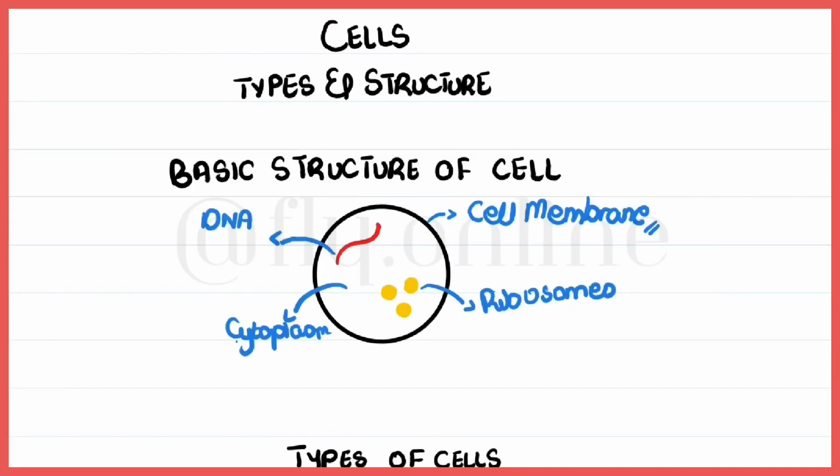In today's video, we'll be discussing cells, the different types and structures of cells as per our course. Every cell has key components. The cell membrane, which controls what goes in and out of the cell. Next up, we have our DNA. DNA carries genetic information. We have our ribosomes. Ribosomes are the sites for protein synthesis, and cytoplasm holds everything in place together.